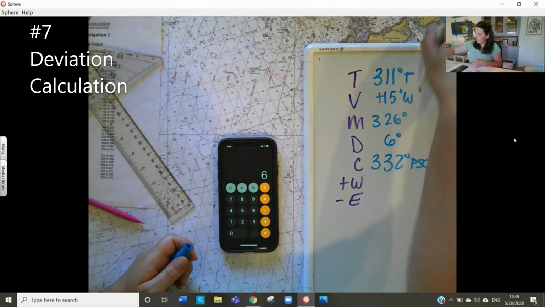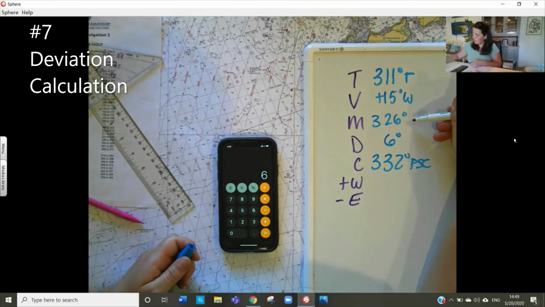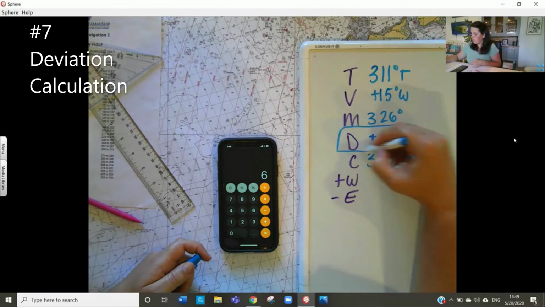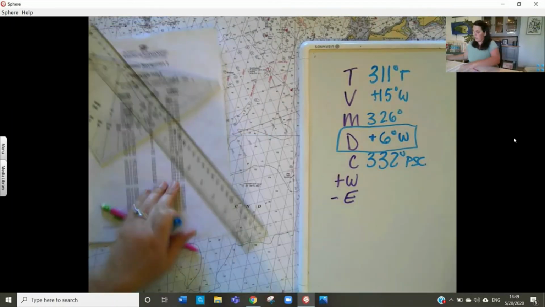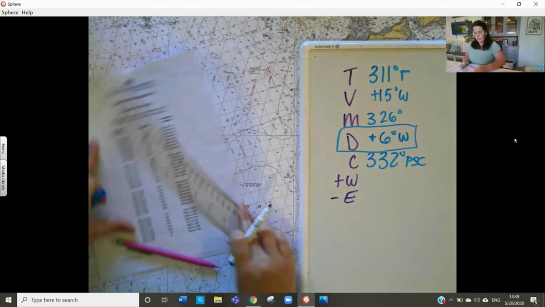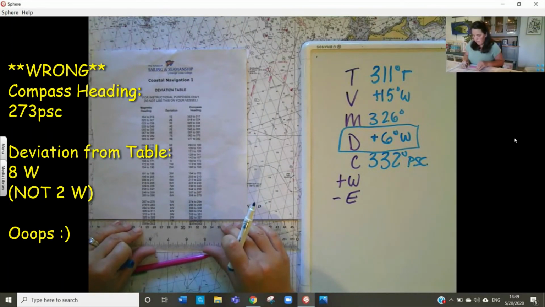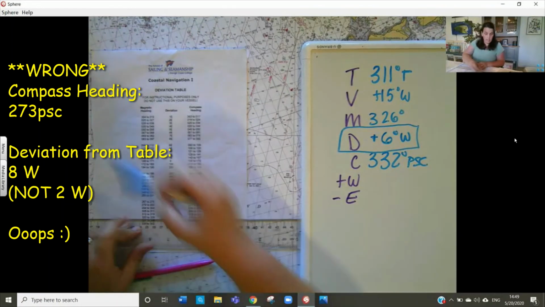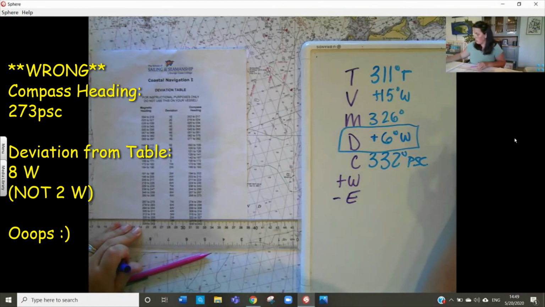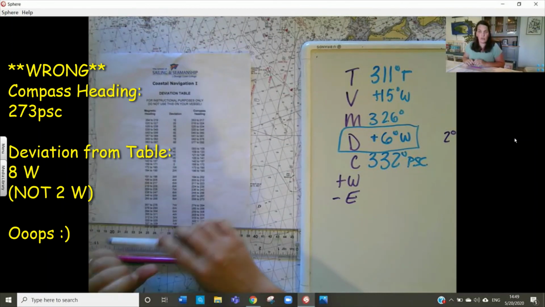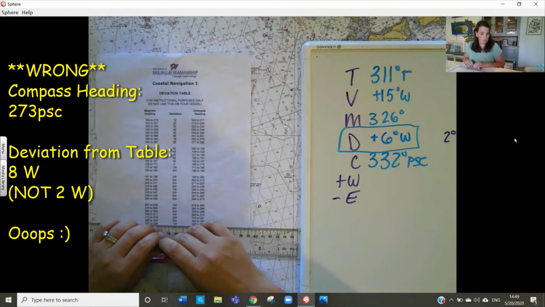If I'm going from T to C, from M, I am going to be adding west or subtracting east. In order to get from 326 to 332, I would need to add. So I have a deviation of 6 west. Now, does that match our deviation table? My magnetic heading is 326. My deviation should have been, according to my deviation table, 2 degrees west. So I might need to adjust my deviation table or create a new one. So we can work on that.